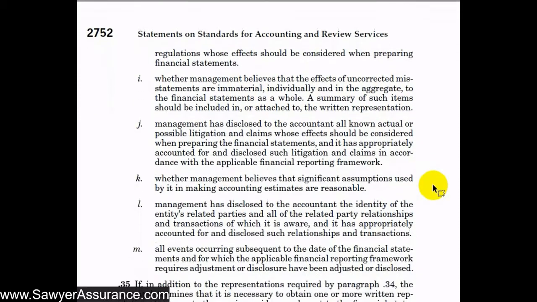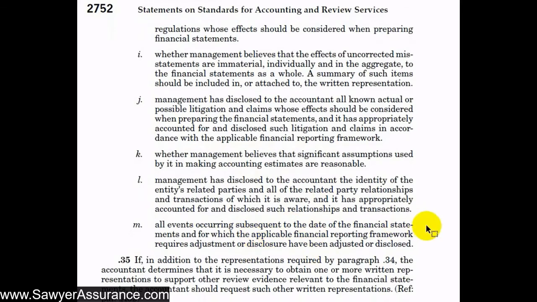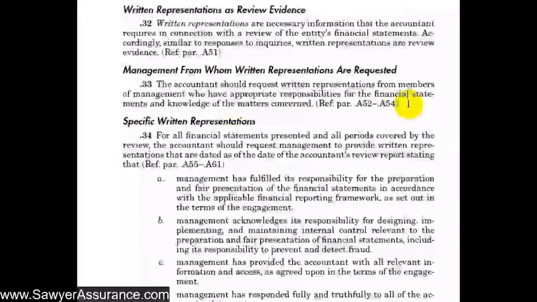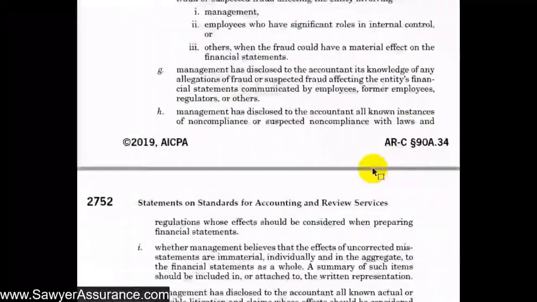They also will represent that they've disclosed to us all the known actual or possible litigation claims whose effects should be considered when preparing financial statements. They believe that significant assumptions that were used in preparing the estimates are reasonable. They've disclosed to us the identity of related parties, and they disclosed to us any subsequent events. And so these are all of the representations that are required, generally at a minimum, as required in this particular section of ARC Section 90A.